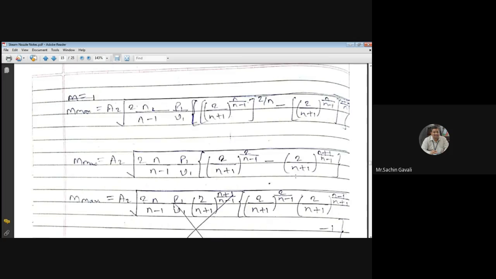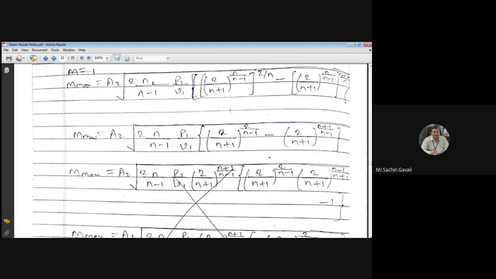Okay, 2 steps. Okay, next step. Shall I go to the next step? Now what I will do is, in this equation, this 2 upon n plus 1 raised to n plus 1 divided by n minus 1, this we have to take outside the bracket. Only this we have to do in the next step. Okay, so what did we do in the next step?